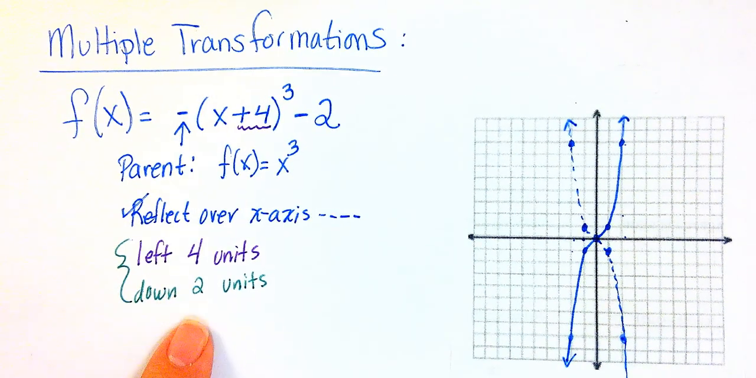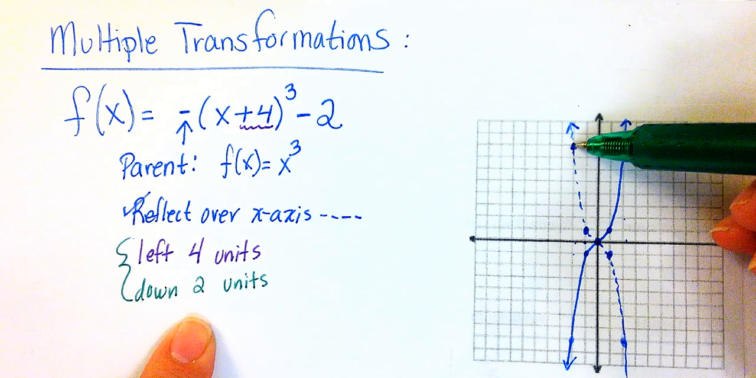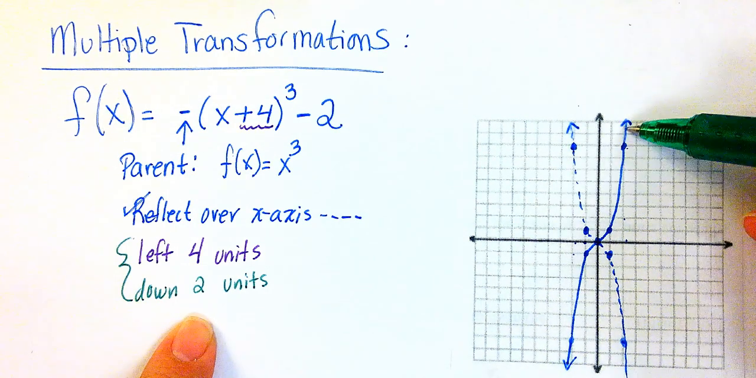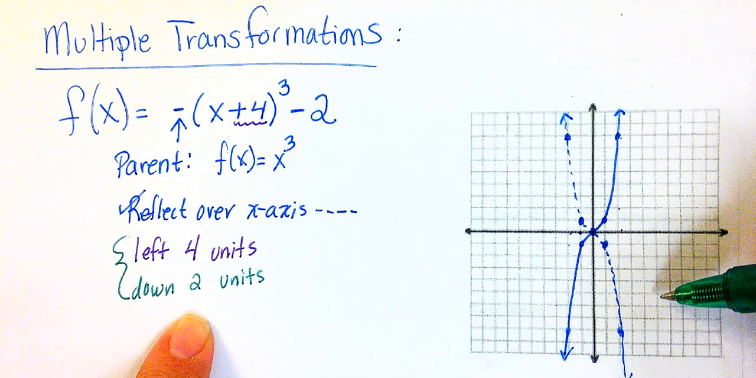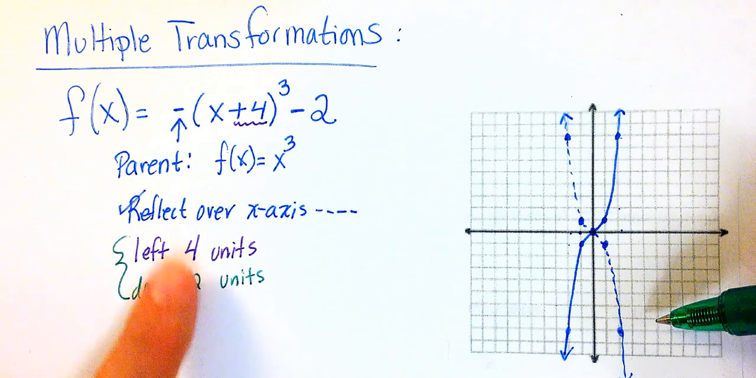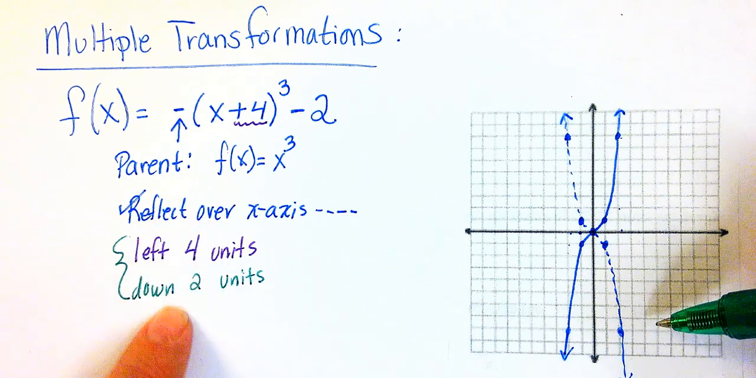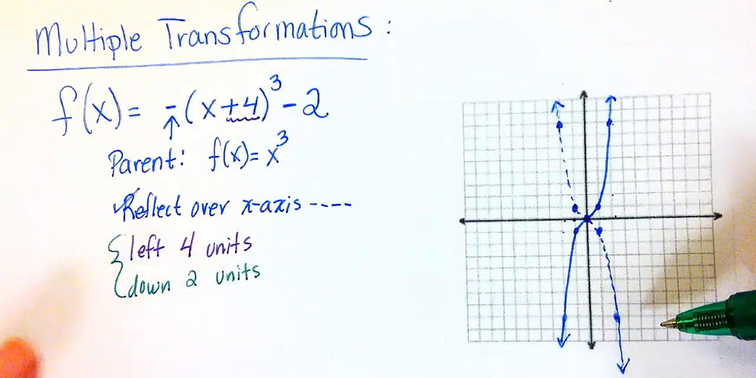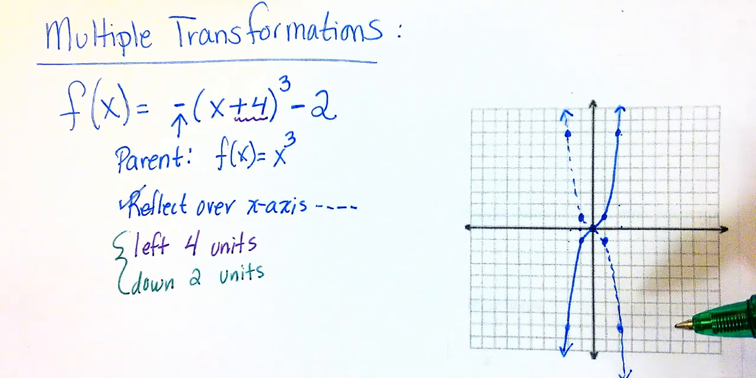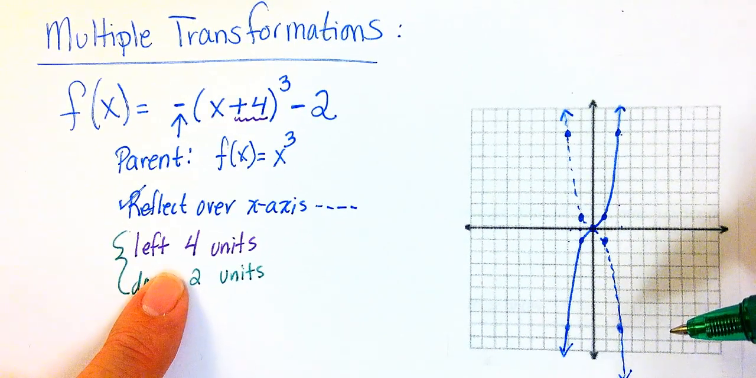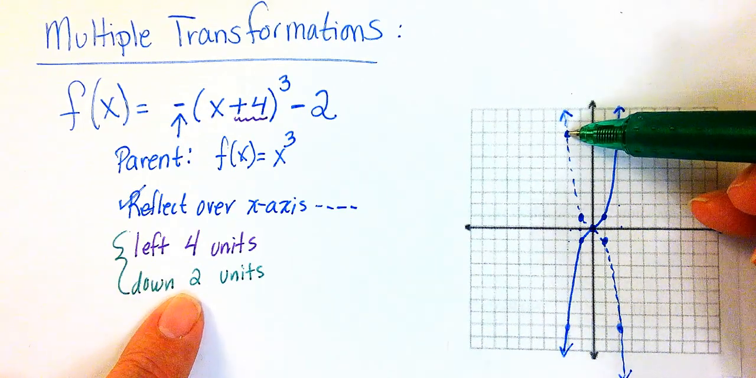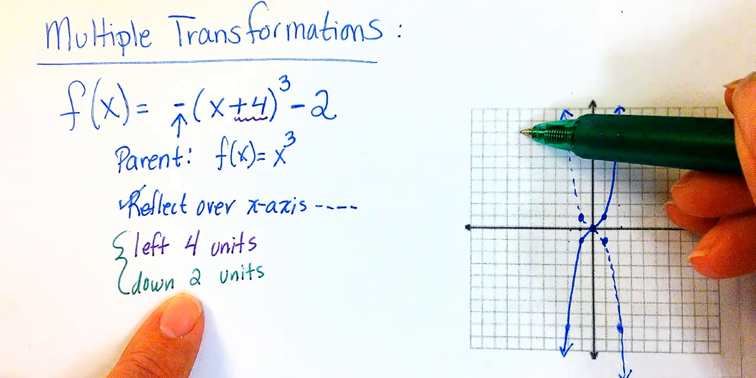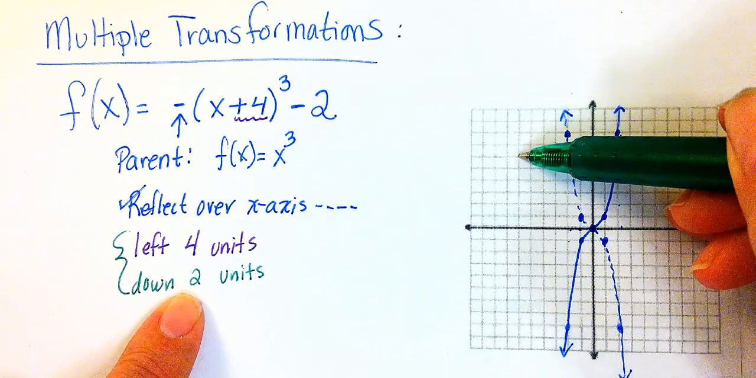Okay, so let's start with this point. Again, I'm not using the original graph anymore. I reflected it, so I'm going to use this reflected graph. I highly suggest doing the reflections first if you have multiple transformations. So we're going to do it in that order: reflect, then move, then move. We have left 4 units, down 2. I'm taking this one left 4, 1, 2, 3, 4, down 2, 1, 2. That's our new point.